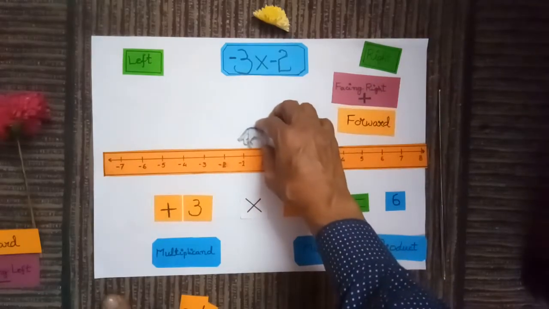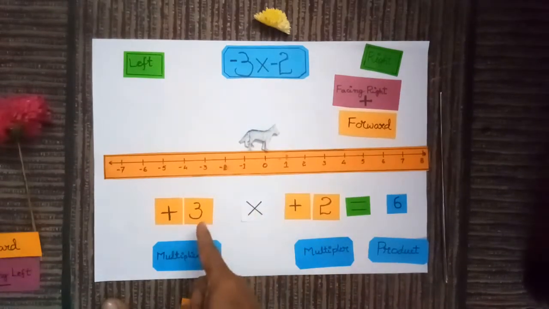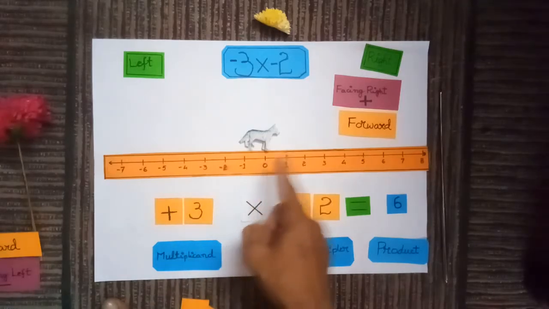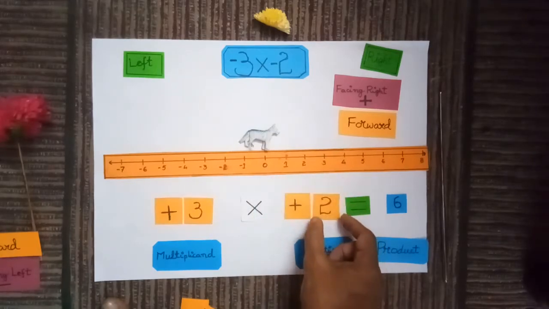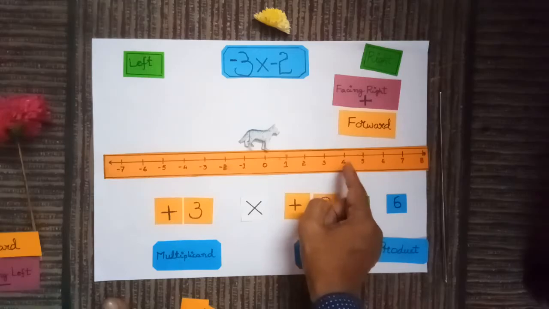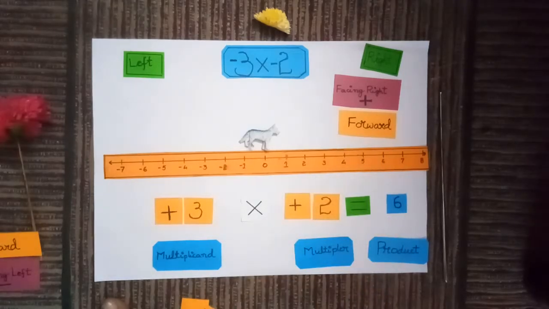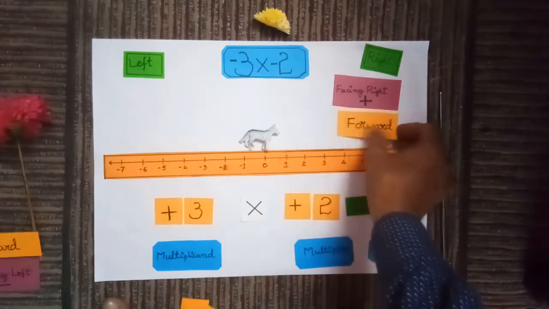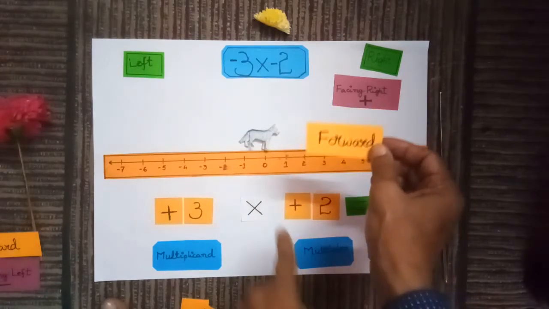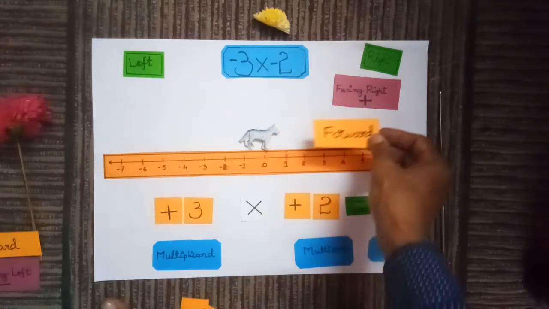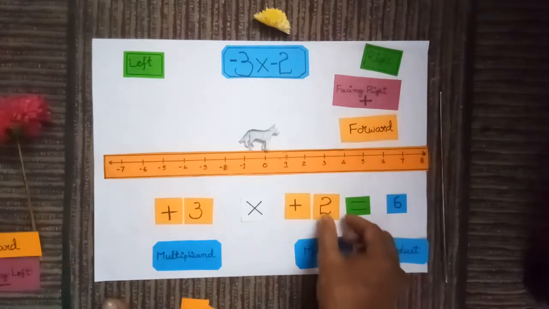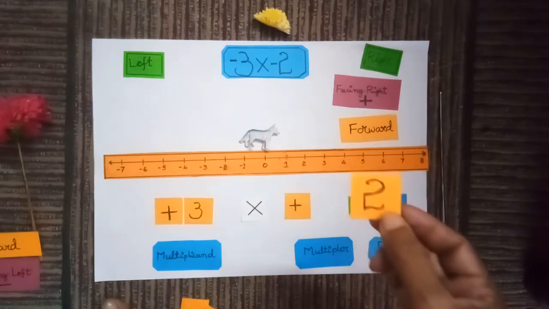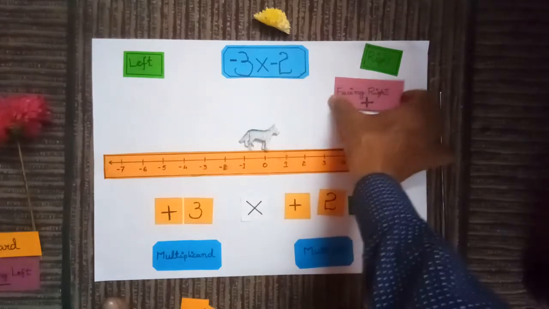Now, how many jumps it is making is given by the multiplicand number. So 3 it is here. So it is making 3 jumps. One jump of 2 units, and another jump, so it will come to 4. In the third jump, it will come to 6. So that is the meaning of plus 3. This plus 2 means, this plus means it is moving in the forward direction, not in the backward direction. Since the plus sign is there, the dog is moving in the forward direction. How many units in each jump? It is jumping 2 units in each jump.